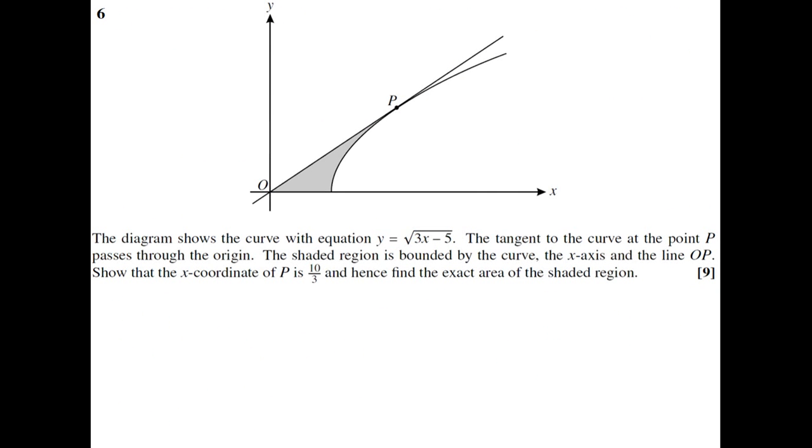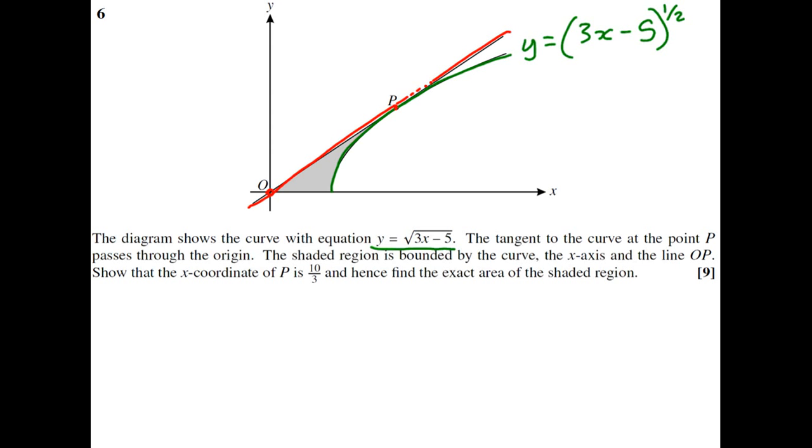Question 6. The diagram shows a curve with the equation y equals square root of 3x minus 5. So we can label this curve with that equation. I'm just going to use the power laws to say that when you're square rooting, it's the same as power of a half. The tangent to the curve at the point P, which you can see is this straight line, passes through the origin, which you can also see from the diagram. The shaded region is bounded by the curve, the x-axis and line OP. We can see that from the diagram.